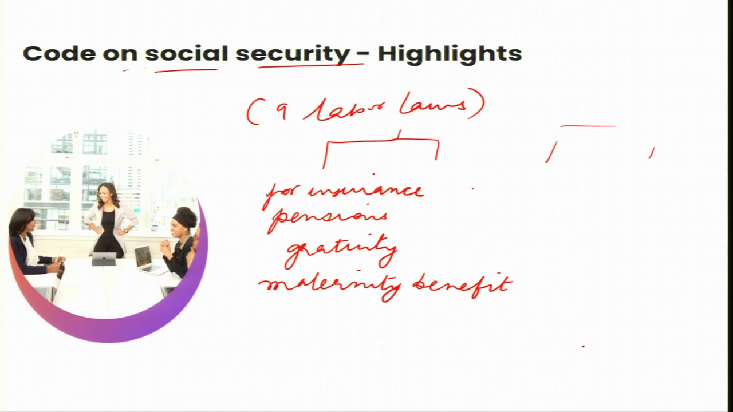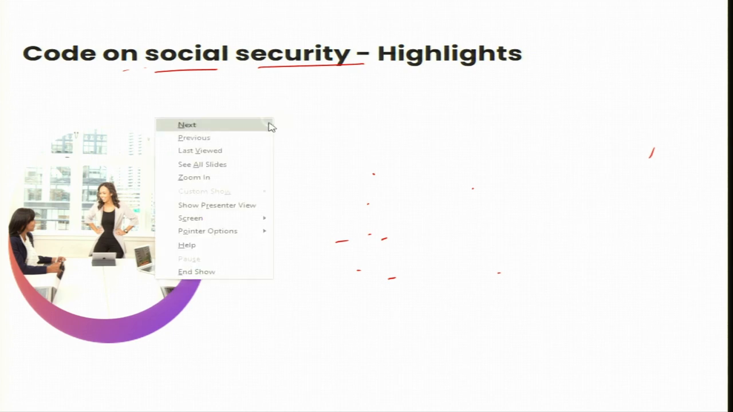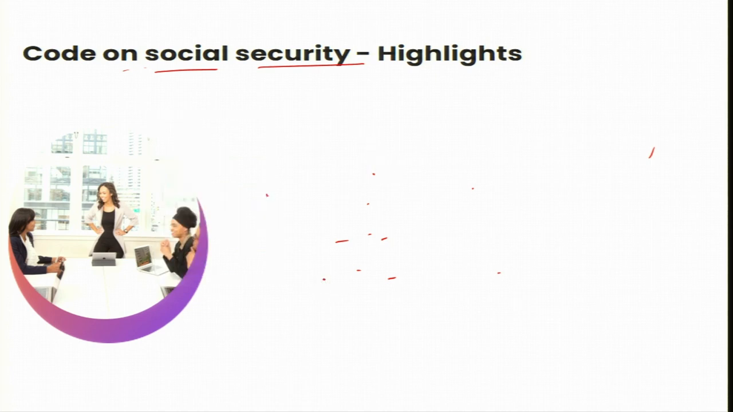We'll be talking about the various laws which have been amalgamated to form this Code on Social Security 2020 in a while, but before that let me tell you that the social security code expands the benefits of pension scheme to all workers of organized, unorganized and self-employed sectors. The Social Security Code 2020 is basically a new kind of code for new India, and the requirement for minimum service has been removed for payment of gratuity. Earlier there used to be a cap for receiving the gratuity by the workers, but now this minimum requirement for payment of gratuity to the employees has been removed.